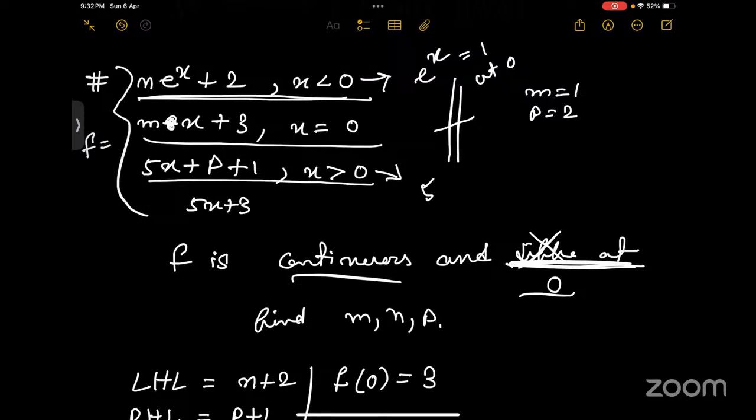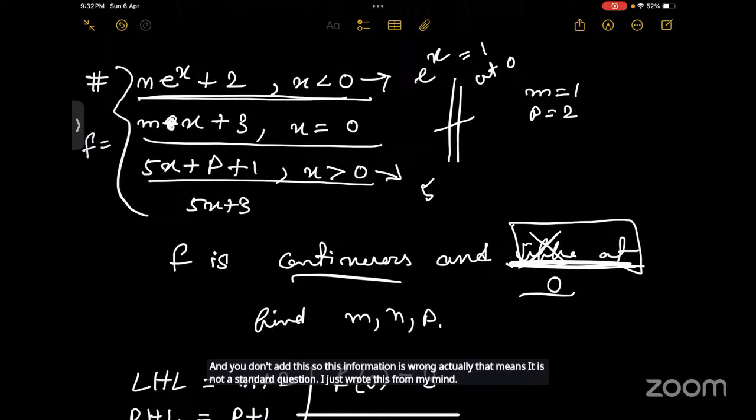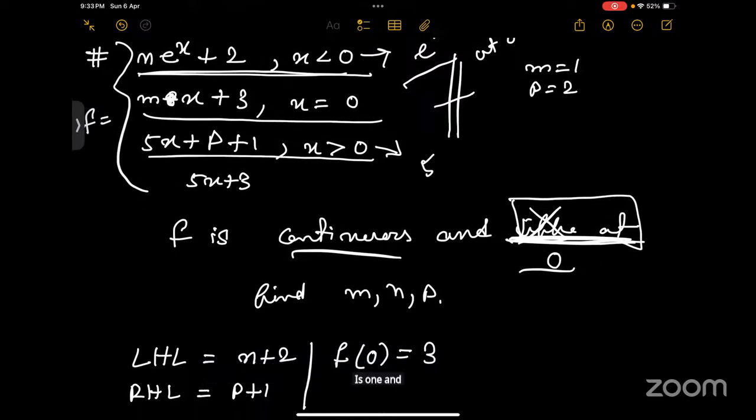Any doubt, others? So this information is wrong actually. It is not a standard question. I just wrote this from my mind. I thought it will be differentiable, so I wrote it is differentiable, but it is not. If it were differentiable, then in this way you can calculate the derivative at that point, then you equate them and you will get the value of m. But it is not differentiable, so we cannot get the value of m. But the value of n is 1 and the value of m is 2. That is what is in our hand using the continuity.